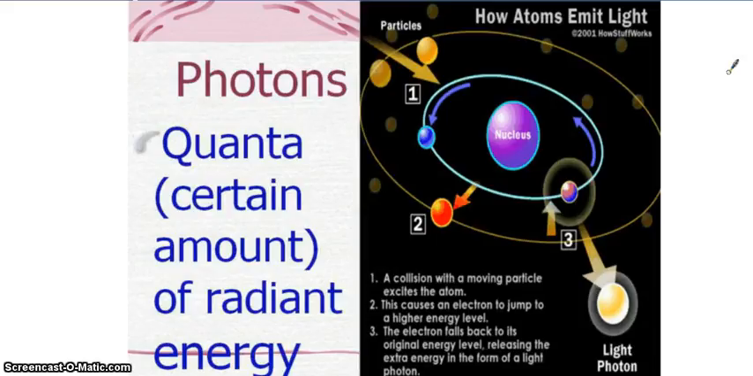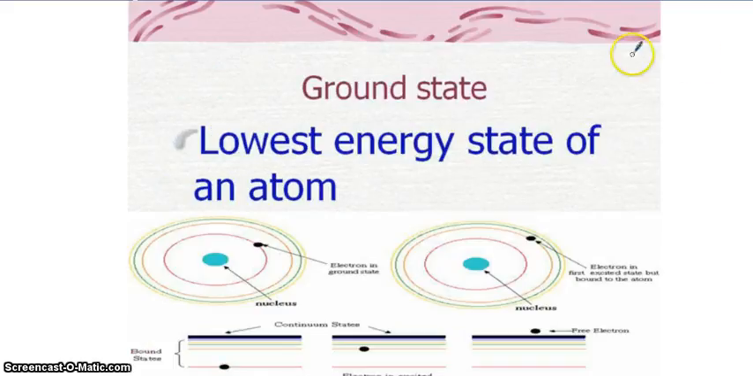Photons, that is the energy that's released when an electron moves back down to its ground state, or the energy that it absorbs. So those are referred to as photons. And our ground state, that's when the electrons are in the lowest possible energy state that they can have.